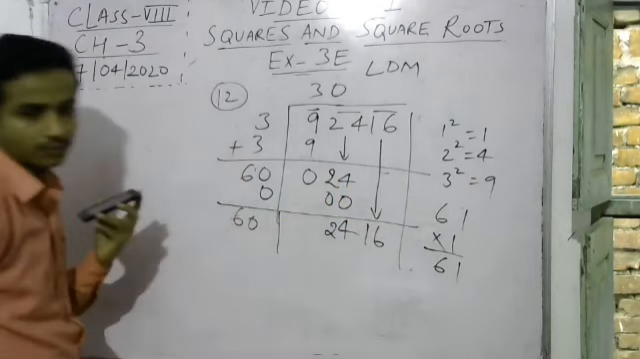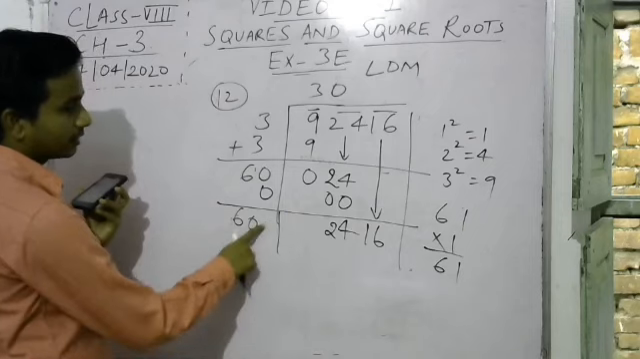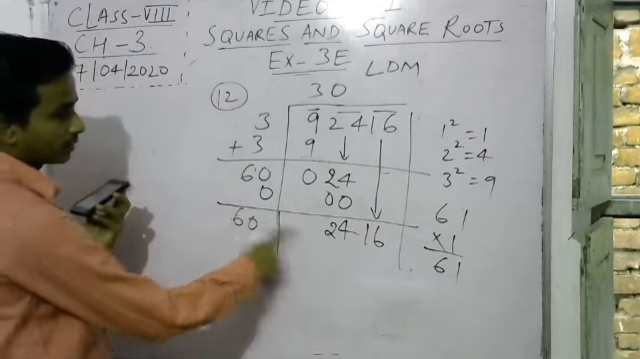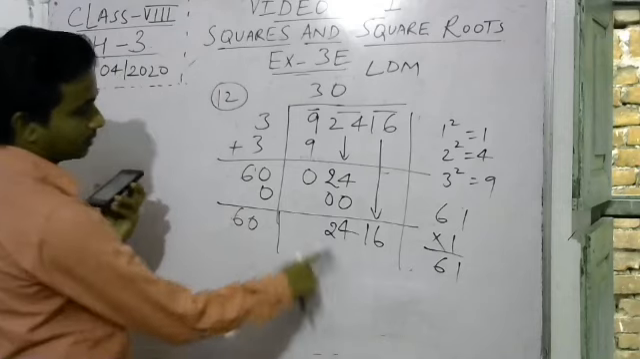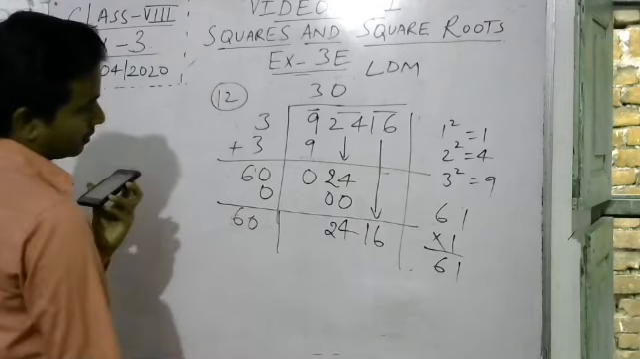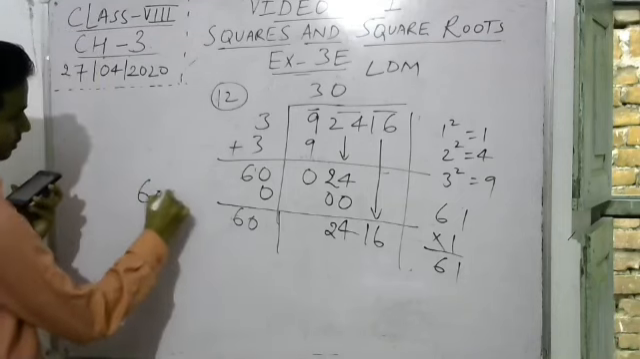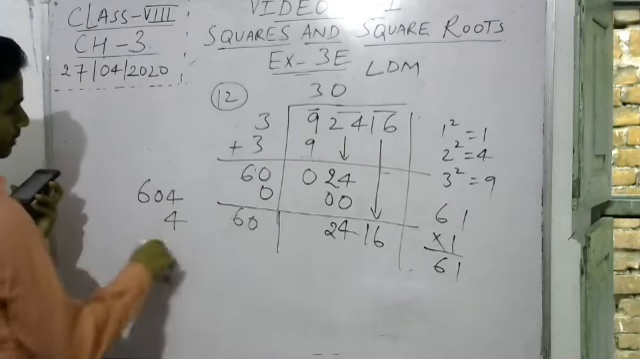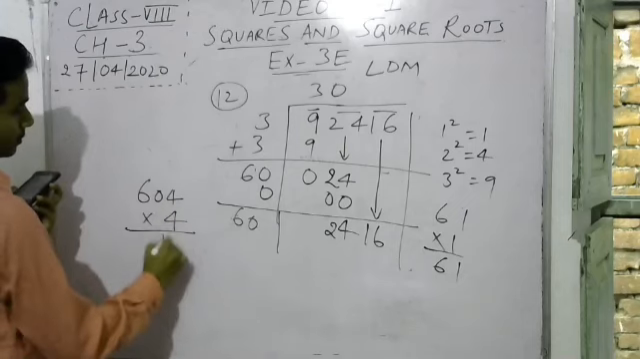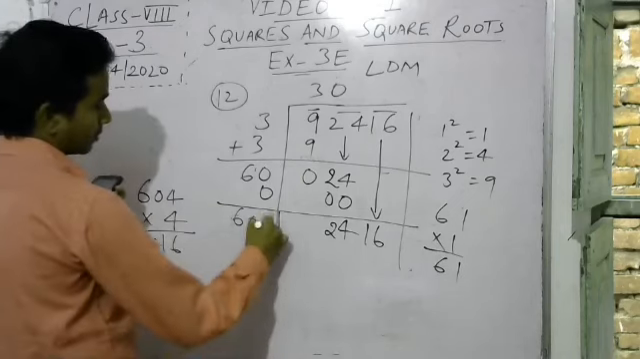So 2416 will be there. Now by what digit should we multiply so that we will get 2416? Let's try. I think 4. 4 4s are 16. So we can apply here 604 times. If we write digit 4 and multiply it by 4, 4 4s are 16 and 6 4s are 24. Yes, we get the answer 4 times.